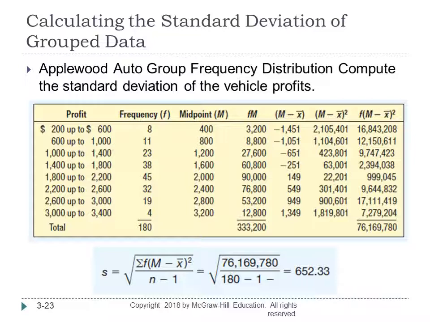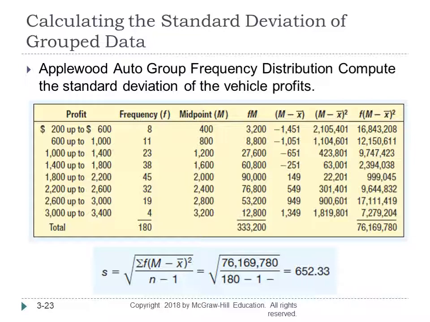76,169,780. That quantity, if you divide it by n minus 1, since this is a sample, will give you the variance. If you take the square root of that, that will give you the standard deviation. The standard deviation for this set, S, is the square root of the sum of the square of the deviations times the frequency. This is for each class. Take the sum of all those products.